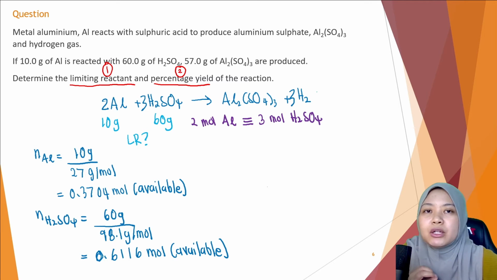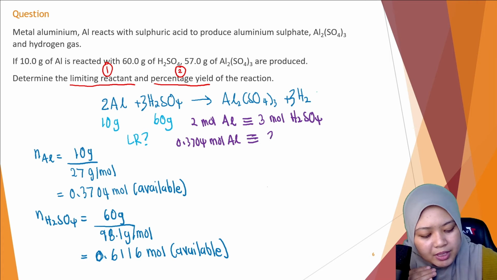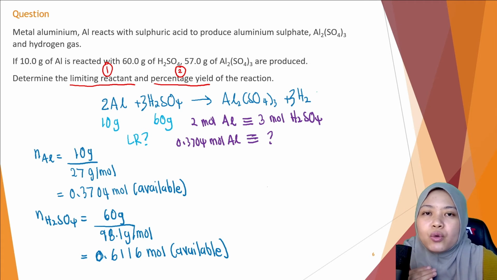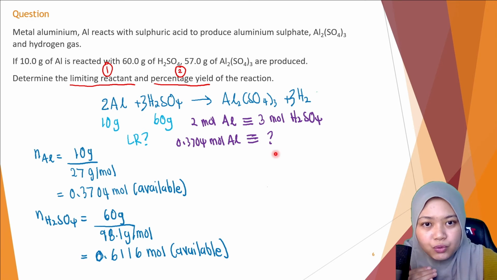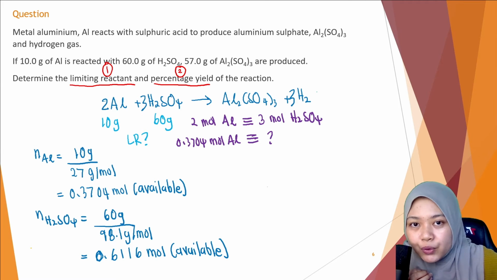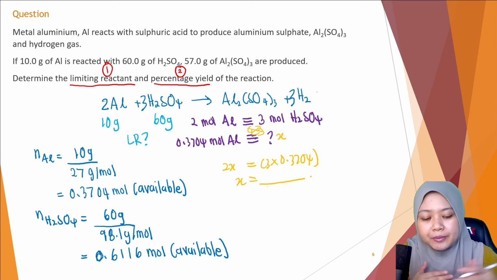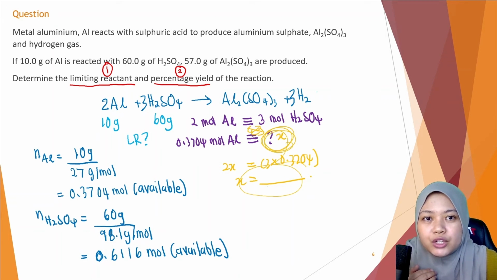Alright, sekarang you ambil mana-mana available mole sahaja. Okay, contoh madam nak gunakan available mole yang ada pada aluminium. So if I have 0.3704 mole aluminium, berapa sebenarnya mole H2SO4 yang akan terhasil? How to get this one? Automatically it's darab silang. What I mean by darab silang, contoh this one, you letak unknown X. Okay, so you buatlah darab silang. Maksudnya ni 2X sama dengan 3 darab 0.3704. Then you selesaikan what is X. Alright, so dia datang daripada darab silang. Then you will get the X lah, which is mole H2SO4 yang kita nak.